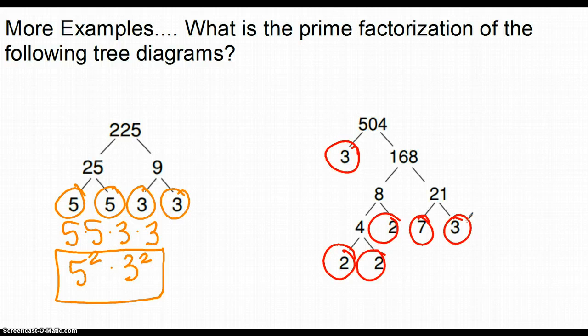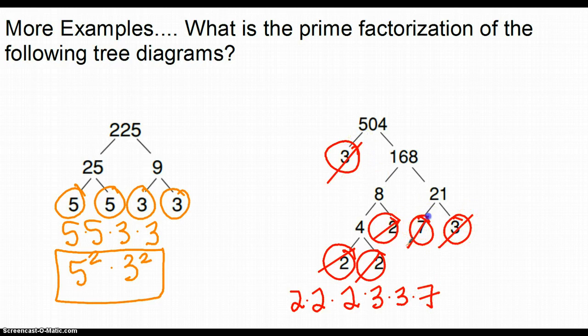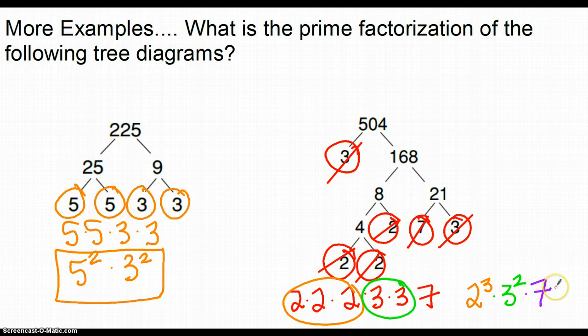So then I need to write those out, and then I need to simplify them. So I'm left with 2 times 2 times 2 times 3 times 3 times 7. Okay, and I have 3 sets of 2's, so I can write that as 2 to the 3rd power. I have 2 sets of 3's, so I can write that as 3 to the 2nd power. And 7 is just by itself, so it's just times 7. So that is your final answer.